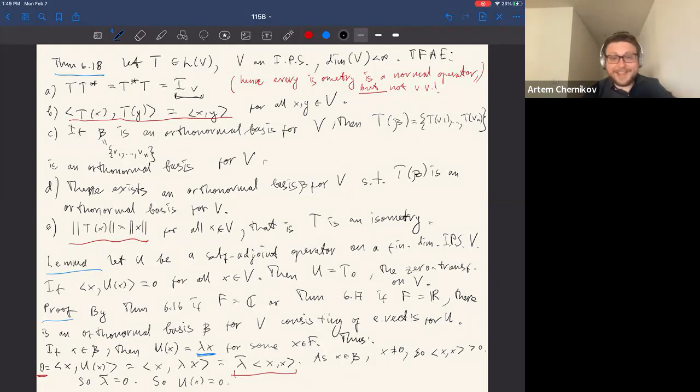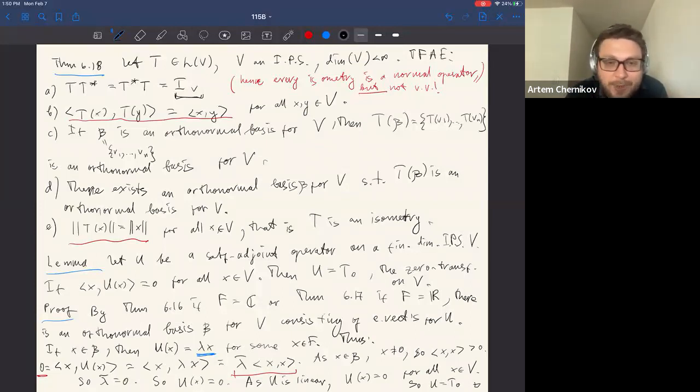And X was an arbitrary vector in the basis. So what we have shown is that U sends every vector in the basis, namely in beta, to 0. But as U is linear, it follows that U of X is equal to 0 for all vectors X in V. If it's 0 on each vector in the basis and it's linear, then it's 0 on every vector in the whole space. And so the conclusion is that U is equal to T0, which is exactly the statement of the lemma.